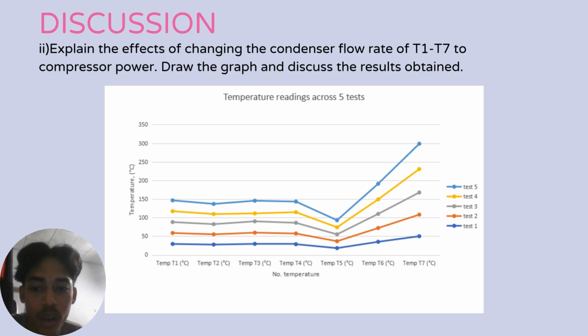Question 2, explain the difference of changing the condenser flow rate of T1 to compressor power. So draw the graph and discuss the result obtained. In the first graph, we can see that from T1 until T4 for all the tests, it slightly increases and decreases, but sharply decreases on T5 and then increases drastically until T7.